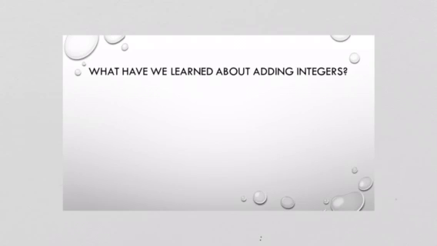So, what have we learned about adding integers? Well, first thing you do, write down each number using positives and negatives. Second, you make some zero pairs. Third, whatever's left over, that's your answer.